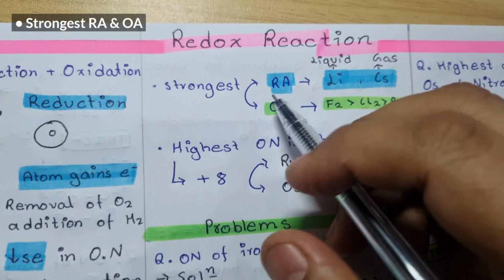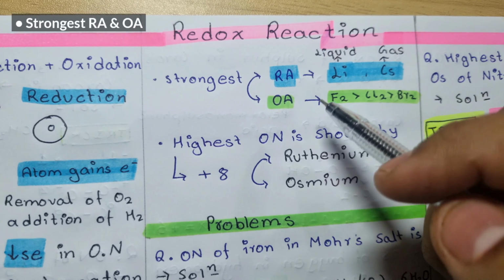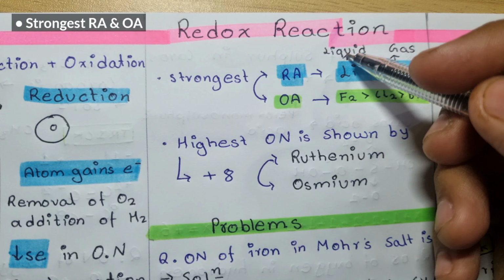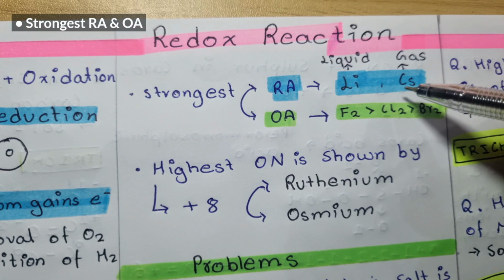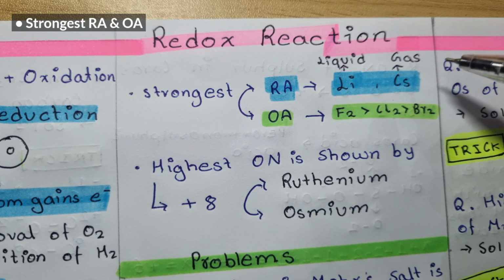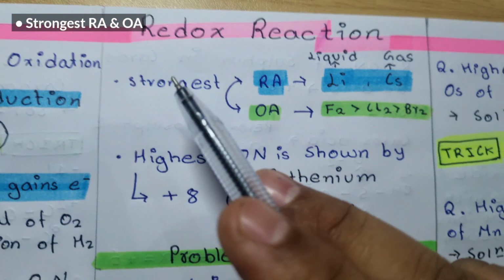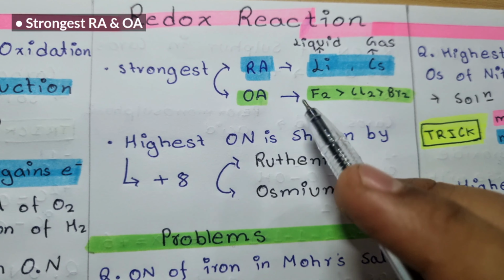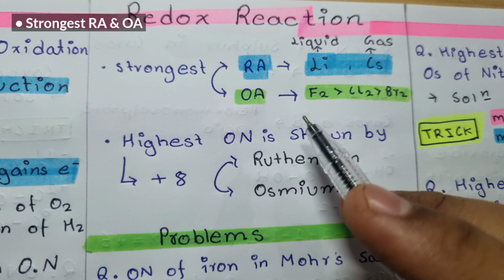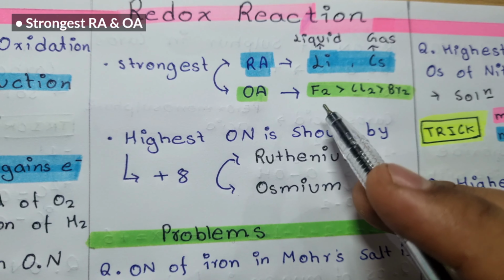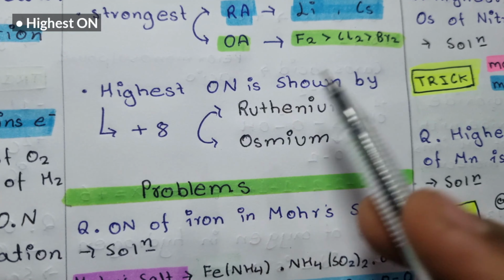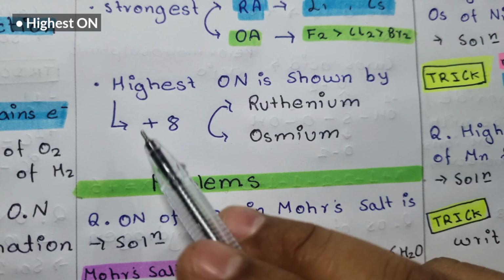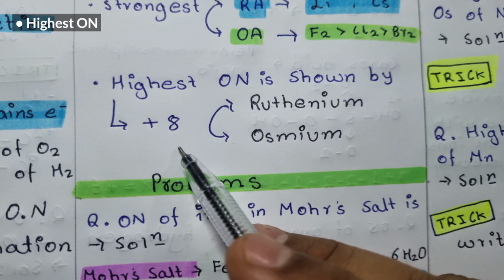Now, the strongest reducing agents are lithium and cesium. Lithium is the strongest reducing agent in liquid medium and cesium is the strongest reducing agent in gaseous state. Now, the strongest oxidizing agent is fluorine. Fluorine cannot be oxidized even by a strong oxidizing agent. Highest oxidation number is shown by ruthenium and osmium, both showing the highest oxidation state as +8.